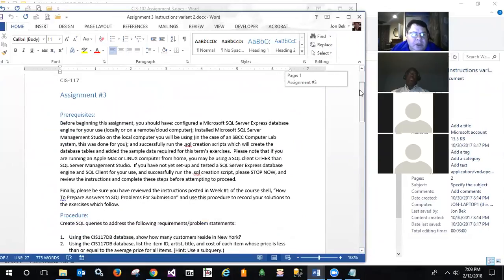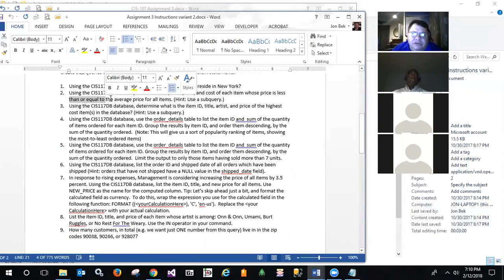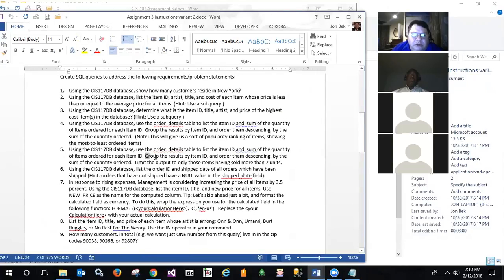All right, so this is our week 3 assignment. We're doing some queries on the CIS 117 database, and we're going to be getting into some aggregate functions. We're going to be exploring count, which tells us how many, and doing some additional filtering. I see cost of each item whose price is less than or equal to, so we're going to be using some comparison operators, and we're going to do more aggregation with sum as well as count. And then we'll be doing some aggregate expressions with the group by.